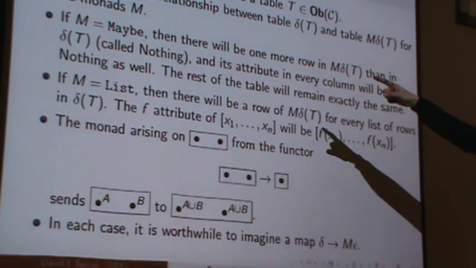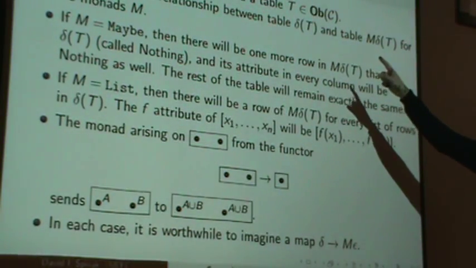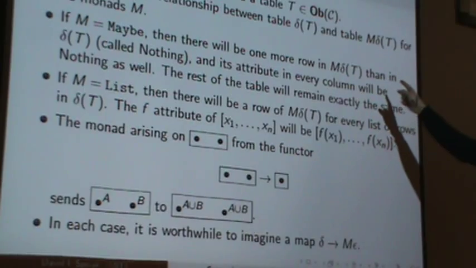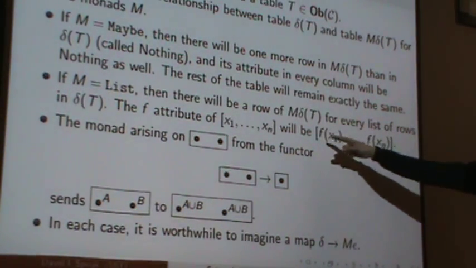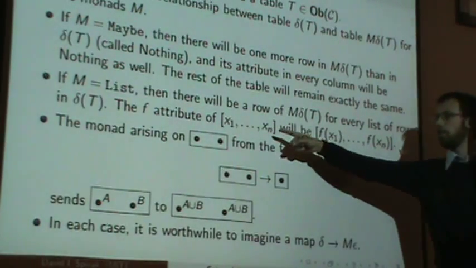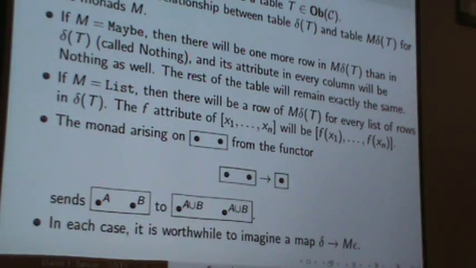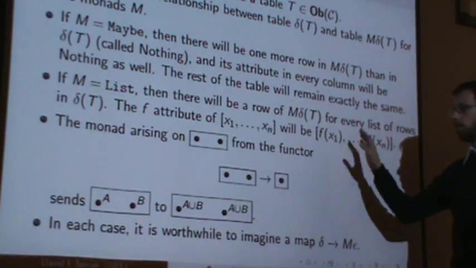If M is the maybe monad, what does it do to my database state? Well, I already told you what it does. It adds one more row. And if M is list, the F attribute of this list will be this list. The monad, okay, so that I already said.